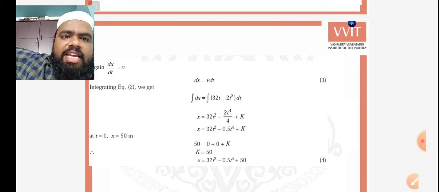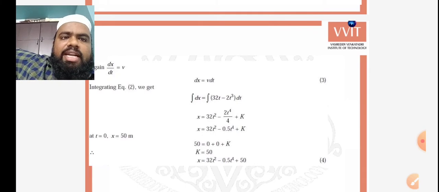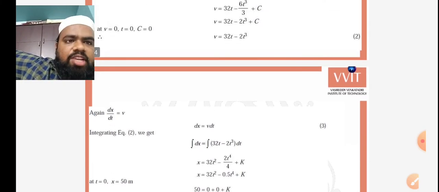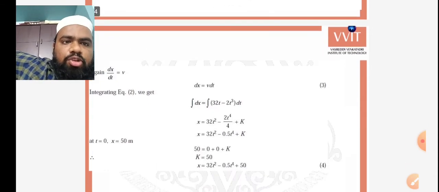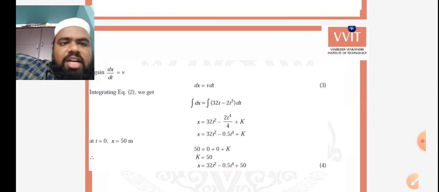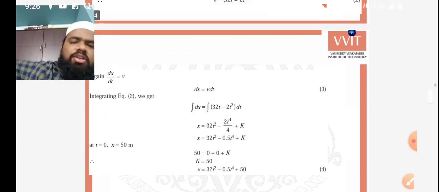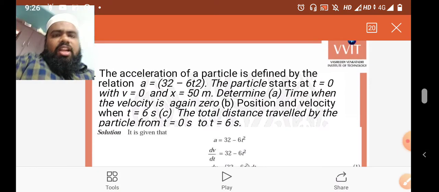Now again dx/dt = v, so dx = v dt. Integrating equation 2, that is v = 32t - 2t³, by integration we will get the following equation, and at t = 0, x = 50. Apply the second condition. Sir, where are these conditions?